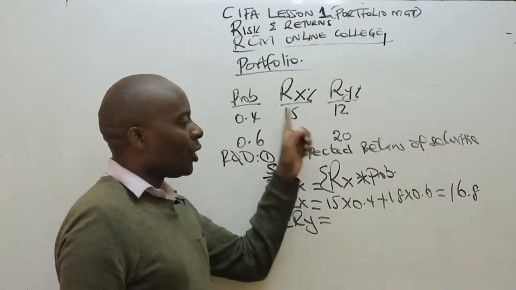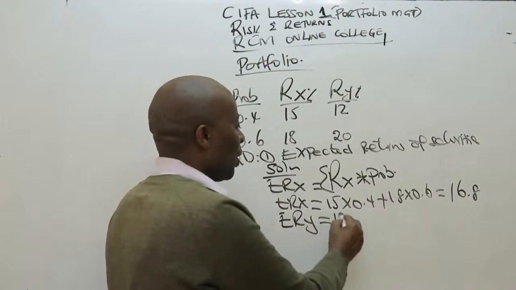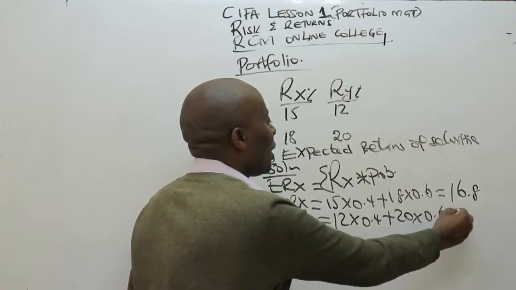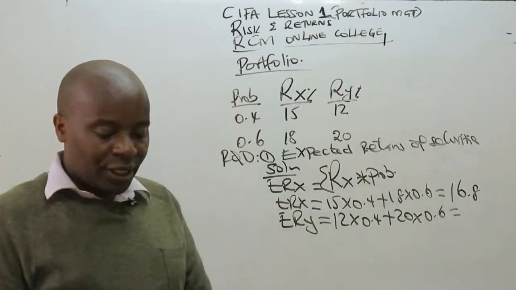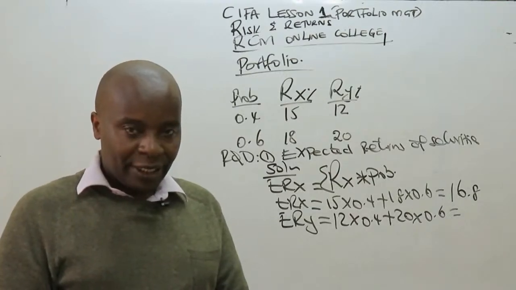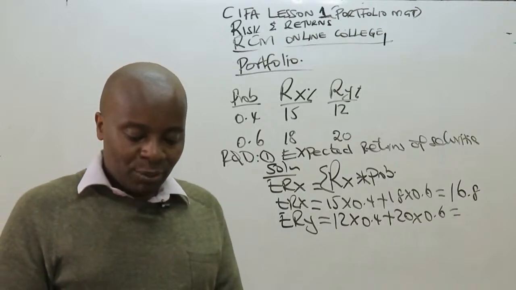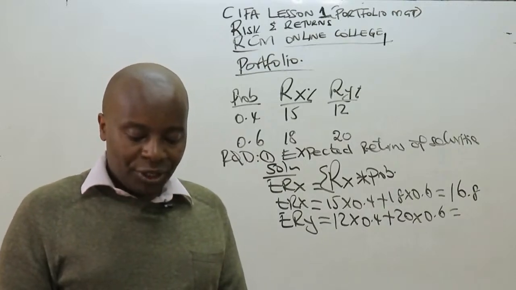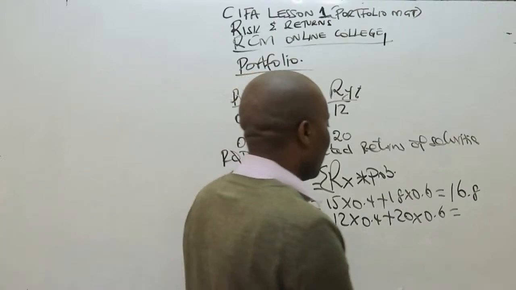What we need to do is to take the actual returns of Y times the corresponding probabilities. So we have 12 times 0.4 plus 20 times 0.6, like that. So with that, now I should be able to get the expected returns of Y, which will be 12 times 0.4 plus 20 times 0.6, which gives me 16.8 as well.